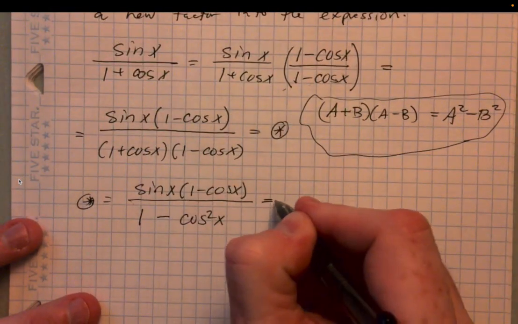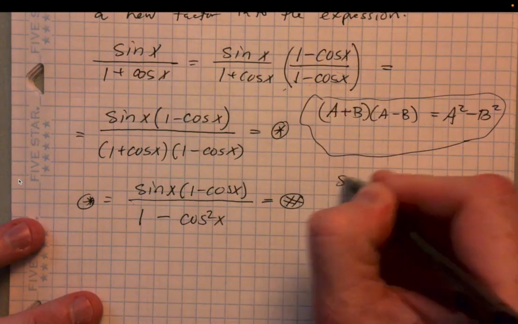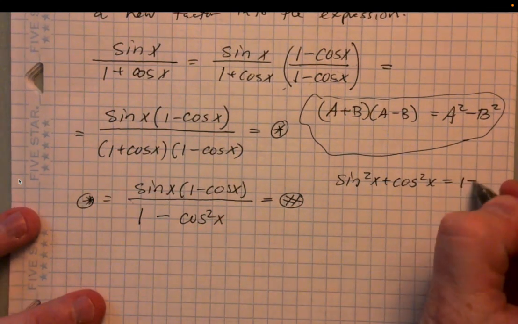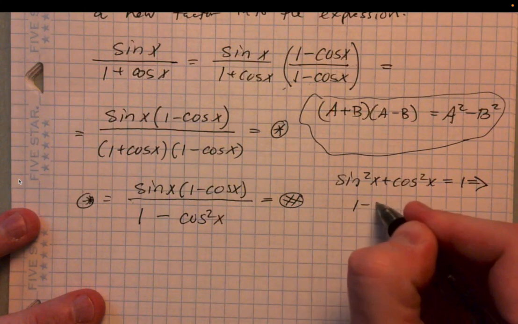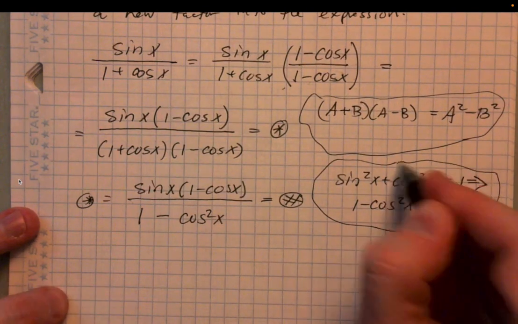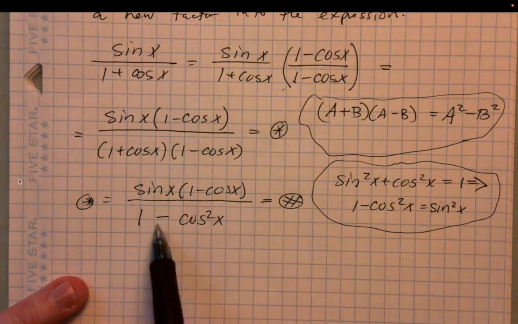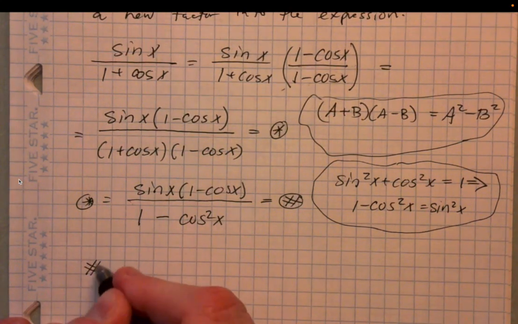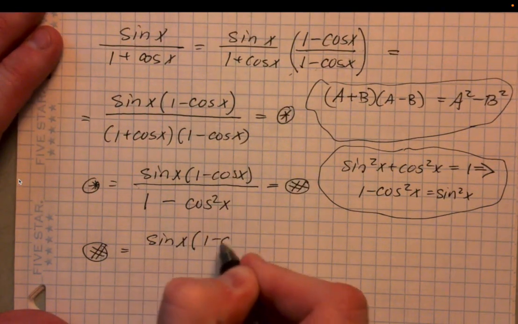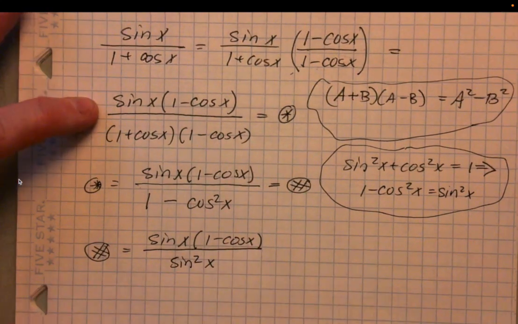Okay, so I'm going to set this equal to something else, so I've got another aside. Remember, sine squared x plus cos squared x is equal to 1. And so that implies that 1 minus cos squared x is equal to sine squared x. Right, so we kind of saw that before. It's the same trick. Okay, and so my denominator is going to become sine squared x. So I've got sine of x times 1 minus cos x divided by sine squared x.